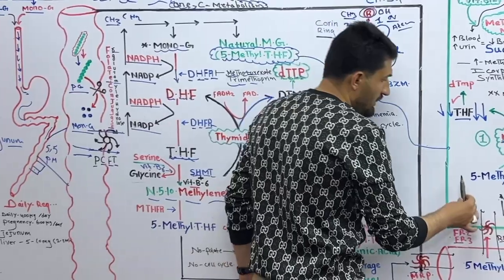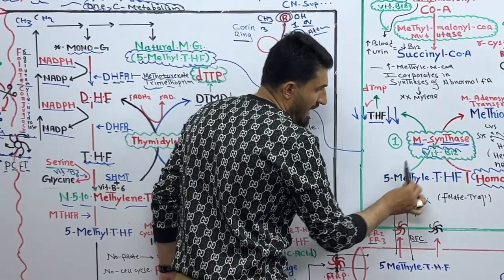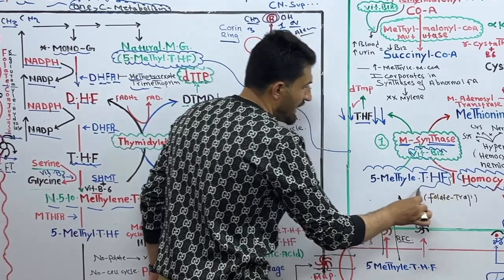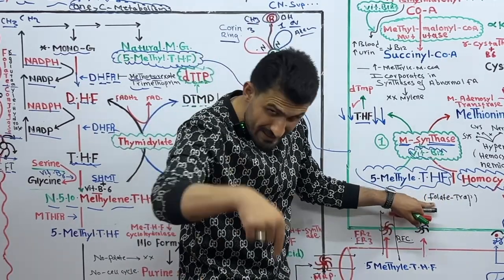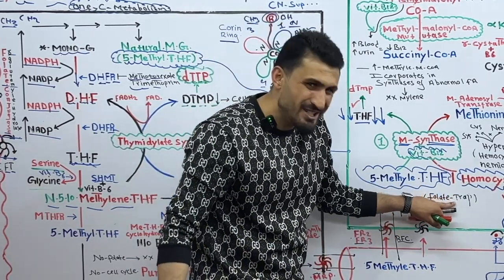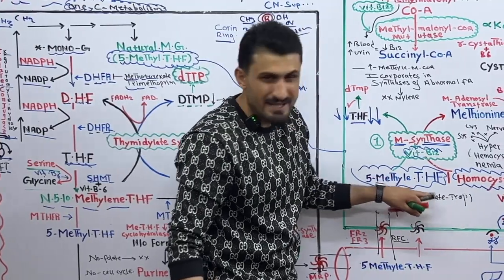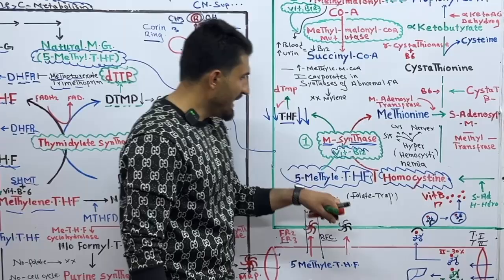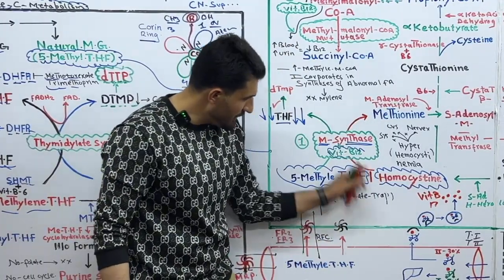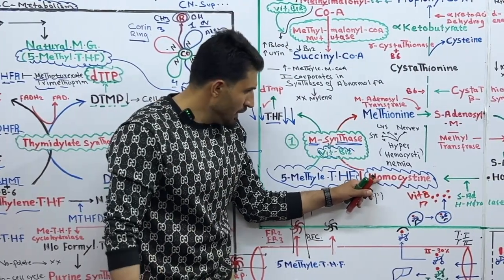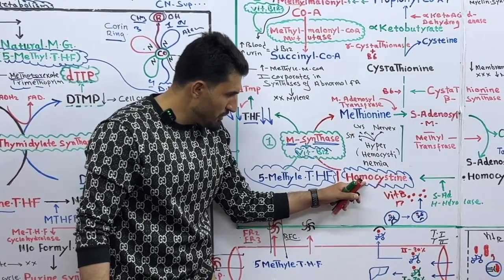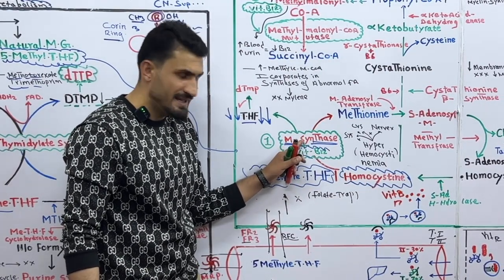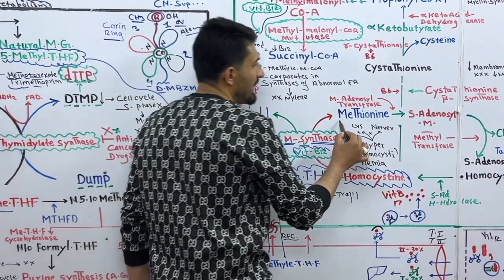And if we can't convert 5-methyl tetrahydrofolate to tetrahydrofolate, this is called folate trap. We have folate in our body, and this is a functional deficiency. We have folate in our body, but we cannot use it. This is called folate trap. Now, normally, when we change homocysteine to methionine, we use vitamin B12 plus methionine synthase enzyme. So now this methionine is very important.